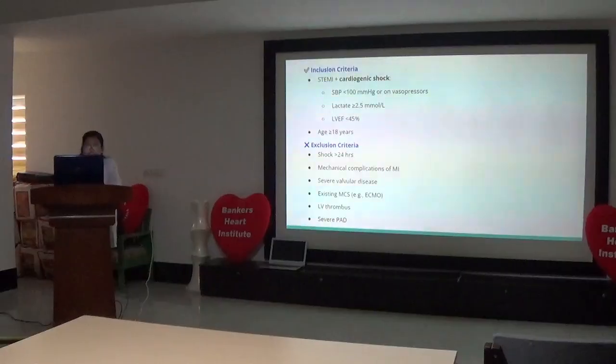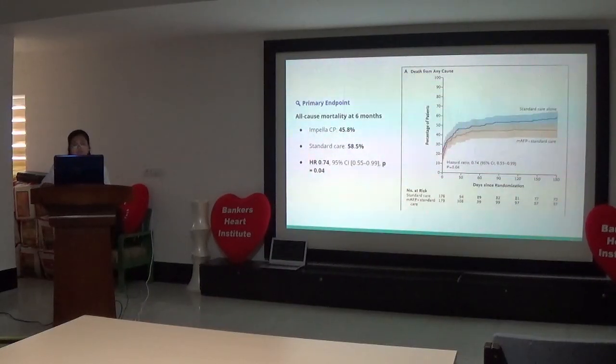The inclusion criteria was STEMI plus cardiogenic shock, shock defined by systolic blood pressure less than 100 mmHg or on vasopressors, lactate levels more than 2.5, LVEF less than 45%. Exclusion was if the shock was more than 24 hours, mechanical complications of MI like ventricular rupture or severe valvular regurgitation, cardiac tamponade or severe valvular disease, if the patient is already on any kind of mechanical circulatory support like ECMO, LV thrombus, or severe bleeding.